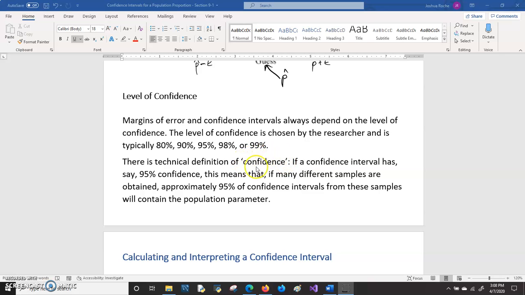Confidence gives you an assurance that your answer or your conclusion is correct. And so if you have high confidence, then you have high assurance that your conclusions are correct.